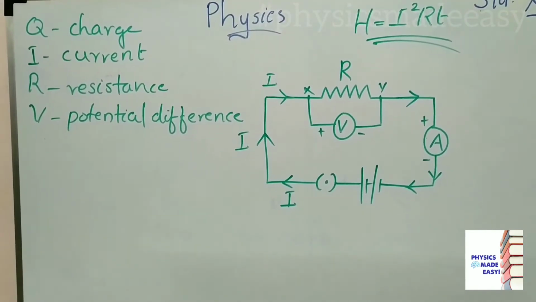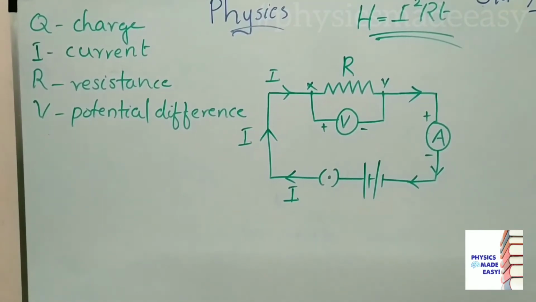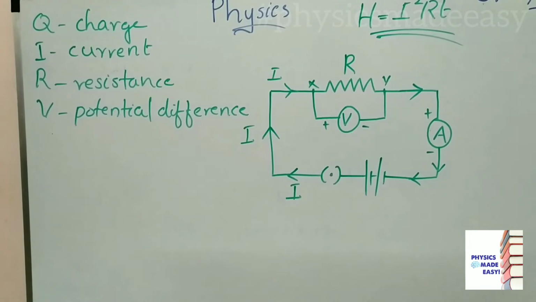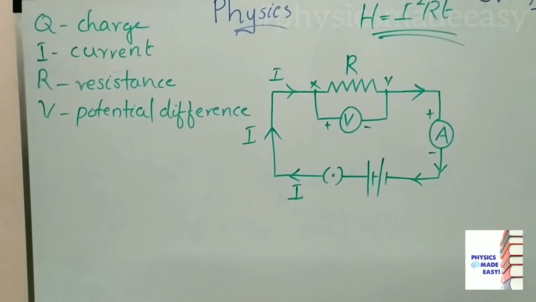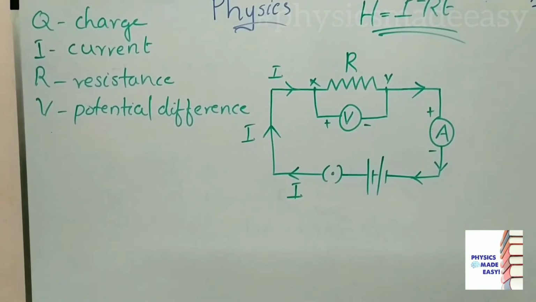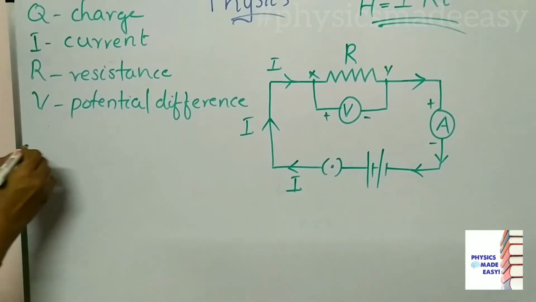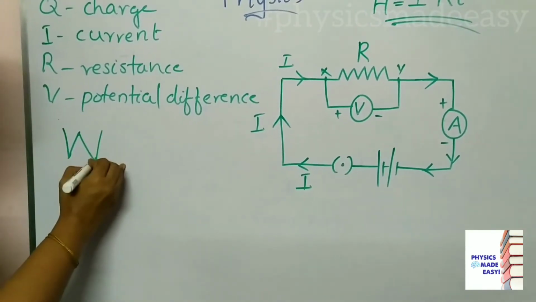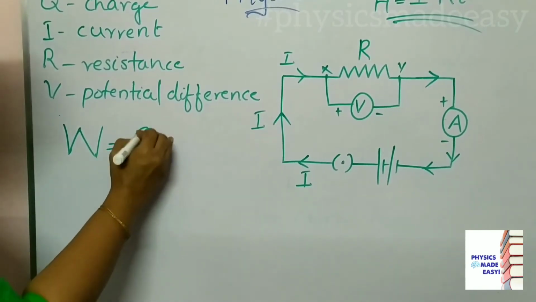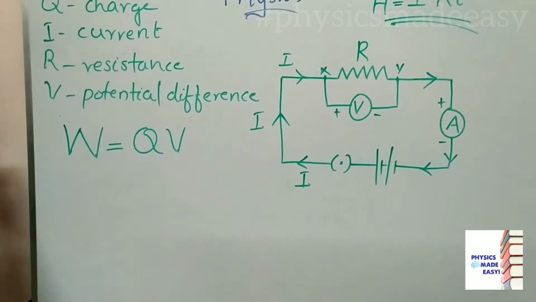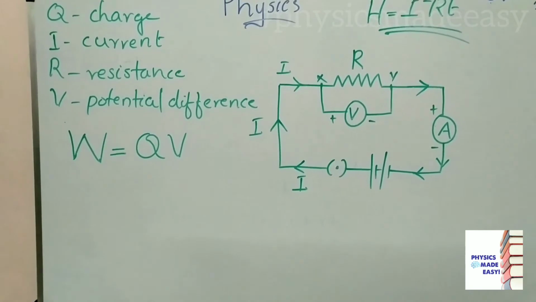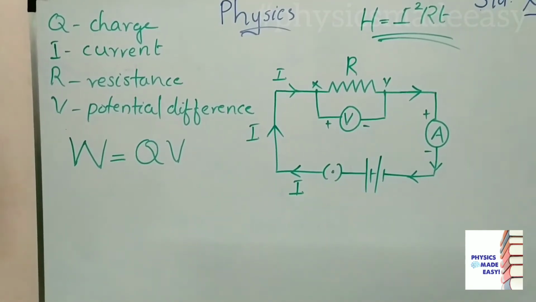Then you know children what is potential difference, that is the work done to move a unit charge from one point to another point. From that we can write an equation as W is equal to, W means work done, that is equal to Q into V. Work done is the product of charge and the potential difference.